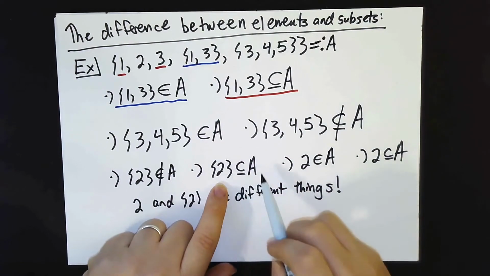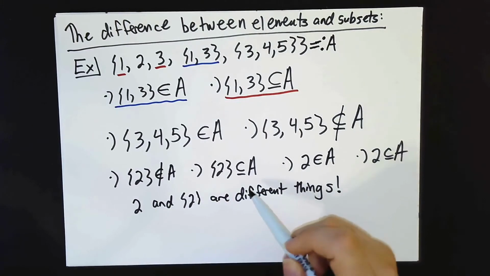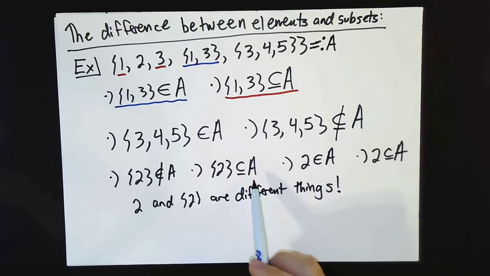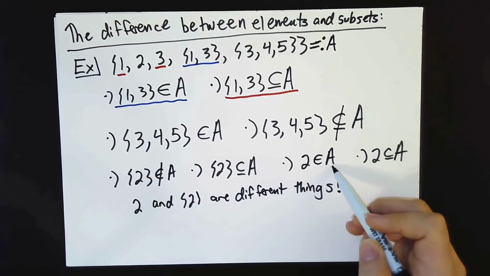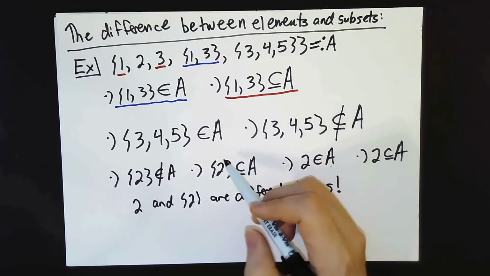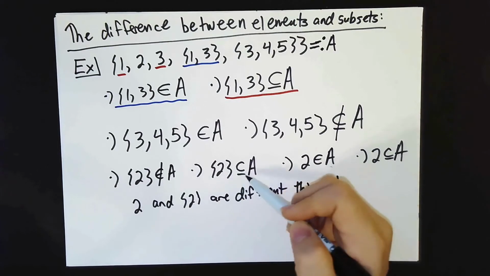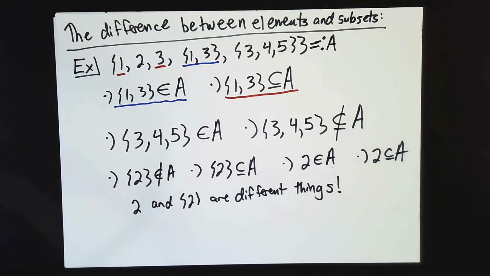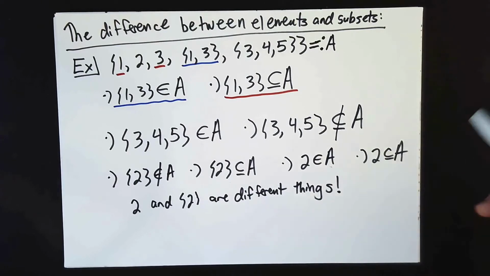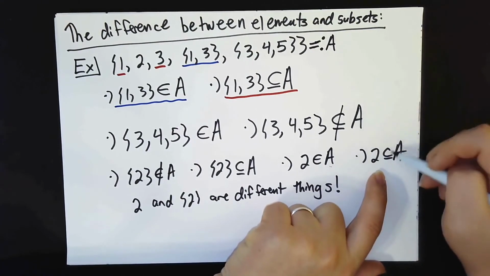However, the set {2} is a subset of A, and in fact, the statement, the set {2} is a subset of A, means exactly the same thing as 2 is an element of A. Because if I have what's called a singleton set, that is, a set with one element, and I say that it's a subset of a set, all I'm saying is that that one element is in the set. Okay, so these are both correct. This, however, is completely bogus.